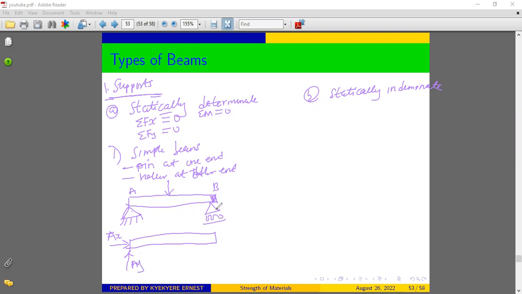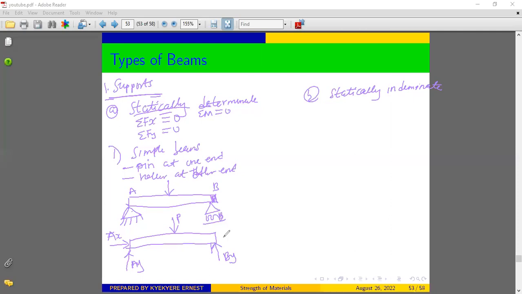But this one is a roller. Looking at this orientation, it can allow motion in the x-axis. Therefore, the reaction is always at the side where motion is prevented. Therefore, our reaction will be in y, so we get DY. So from here, you can see that we have a maximum of three unknowns. Therefore, it is statically determinate.